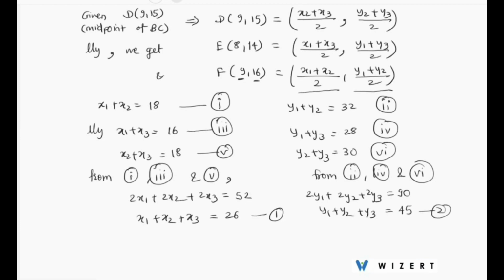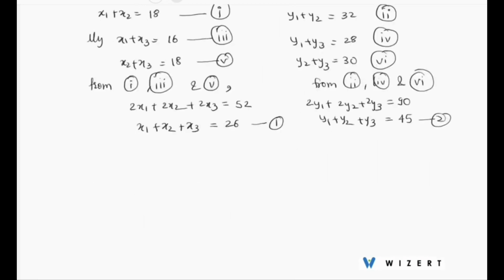Now we are asked to find the coordinates of point C. So x3, y3 we have to find out. Therefore we can get x3, y3 by using equation 3 minus equation 1. We get x1 plus x2 plus x3 minus (x1 plus x2) equal to 26 minus 18.